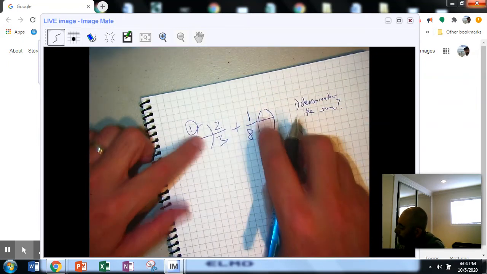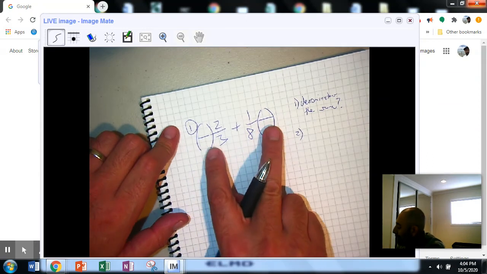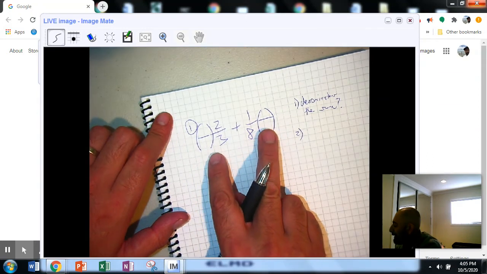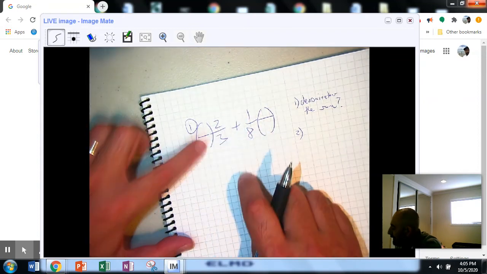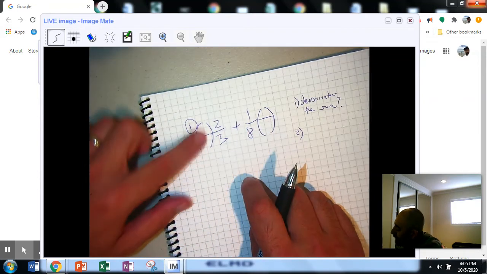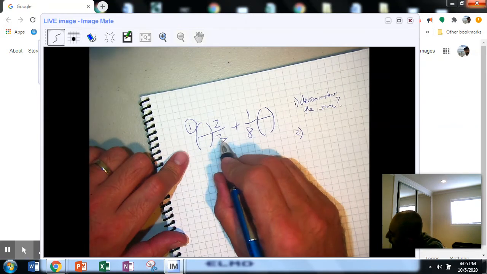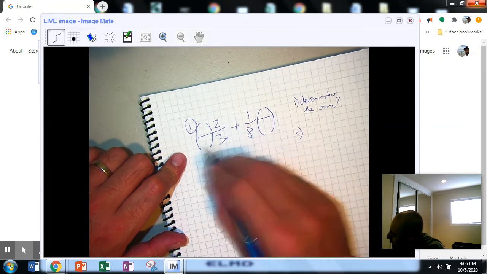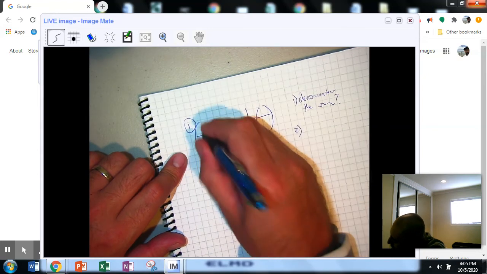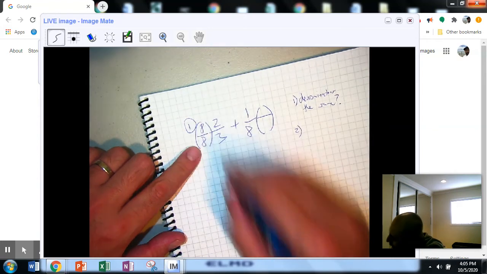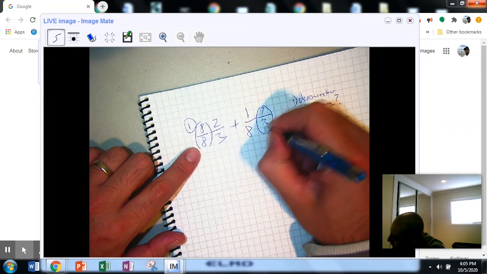A fast way to do it is to multiply each fraction by 1, because when you multiply something by 1, it doesn't change what it is. But I'm going to pick the way I want my 1 to look. I need these numbers to be the same at the end. So since there's an 8 here, I'm going to multiply this guy by 8/8. Since there's a 3 here, I'm going to multiply this guy by 3/3.